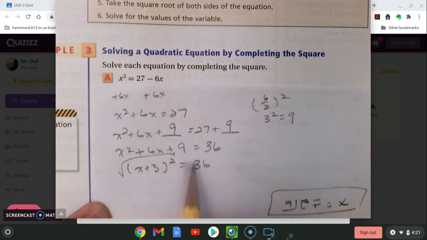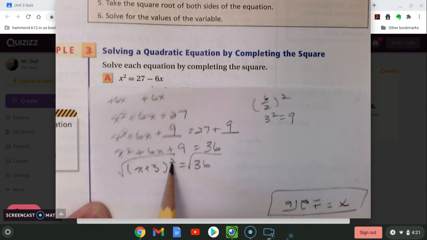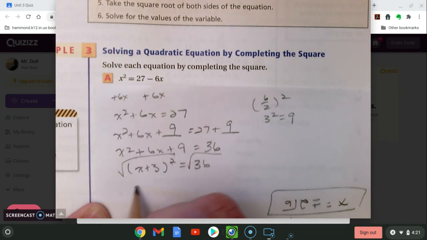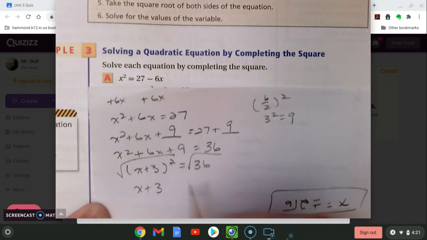Now we take the square root of both sides. Recall that square rooting and raising to the second power are inverse operations. They undo each other. So I'm left with just the radicand, x plus 3.